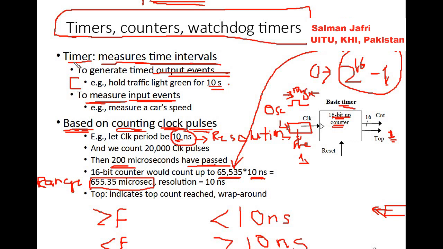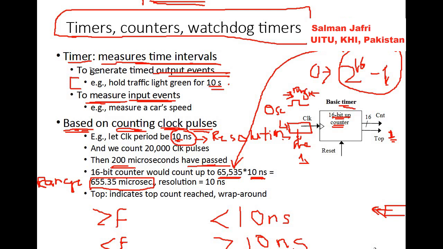So what is the function of the timer? A timer measures time intervals, right? And what is the use of measuring time intervals? To generate timed output events. So for example, if we want to hold the traffic light green for 10 seconds, we turn the green light on and start our timer to count, and the timer will count for 10 seconds. After that, we'll turn off the green light.